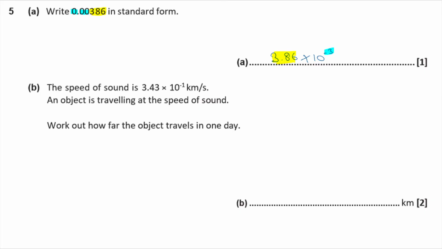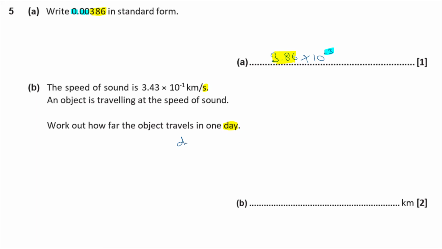Okay. Part B says the speed of sound is 3.43 times 10 to the minus 1 kilometers per second. An object is traveling at the speed of sound. Work out how far the object travels in one day. Now, I've got the speed of sound written as 3.43 times 10 to the minus 1, and what I need to do is multiply that up, because that's in kilometers per second. So if I want to change that into kilometers per day, I'm going to have to multiply through by however many multiples of that I need to turn seconds into days.